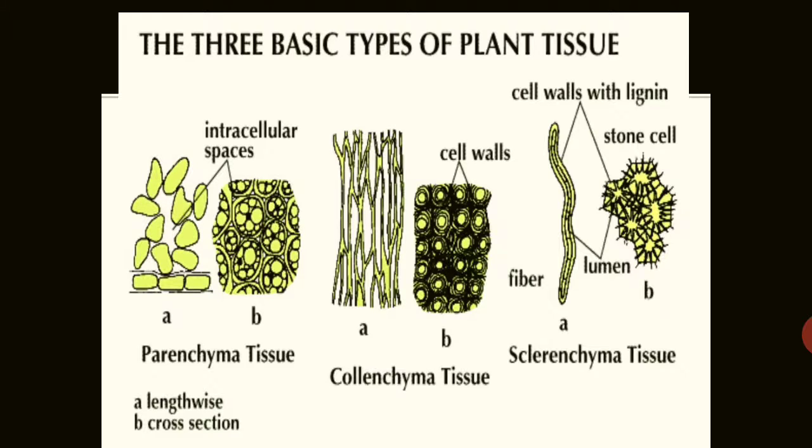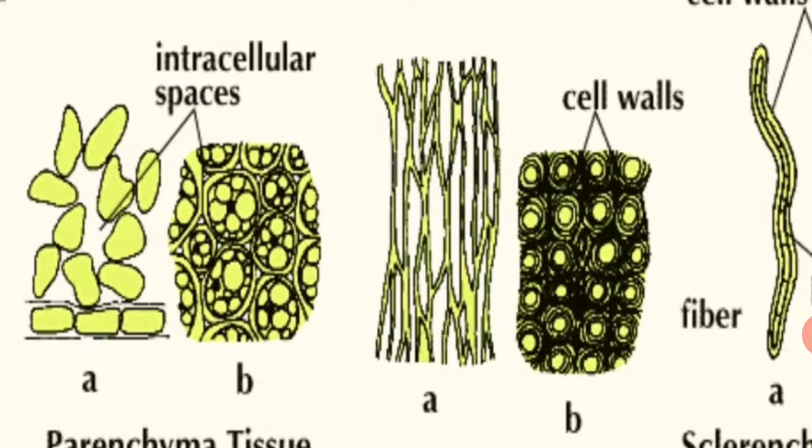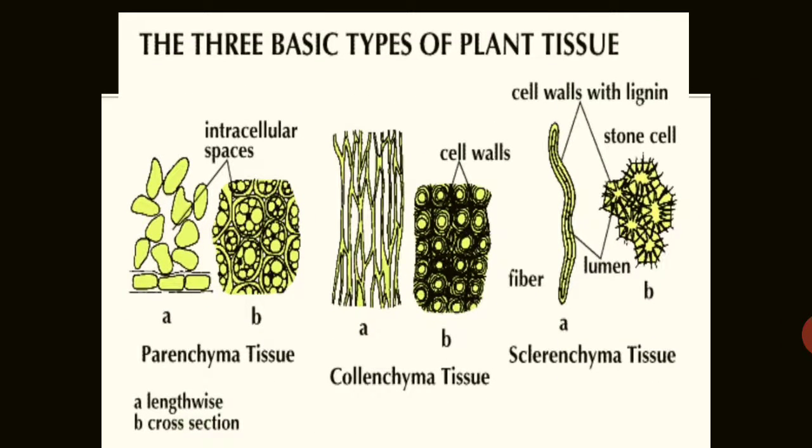You can see in this structure, in parenchyma tissue, intercellular spaces are found, meaning spaces between the cells. Whereas in collenchyma, the cell wall is compactly arranged, and in sclerenchyma tissue, the cell wall is filled with a substance called lignin. Due to the deposition of this lignin in the lumen, the cavity of the cell, it becomes very hard, and it is known as the cell fibers, or sometimes also called stone cells.